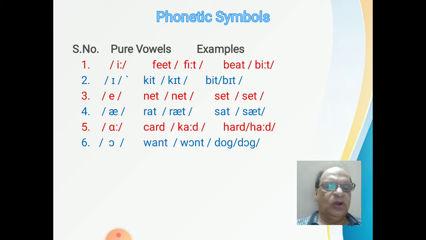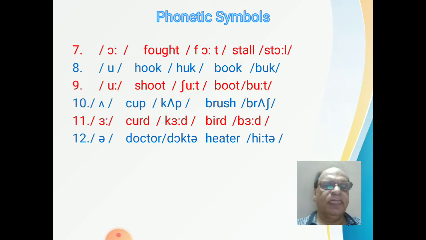Want, dog. The seventh one is the longer O. Fought, stall. The eighth one, the U sound: hook, book. The ninth is the longer U: shoot, boot. The tenth one is an A sound.